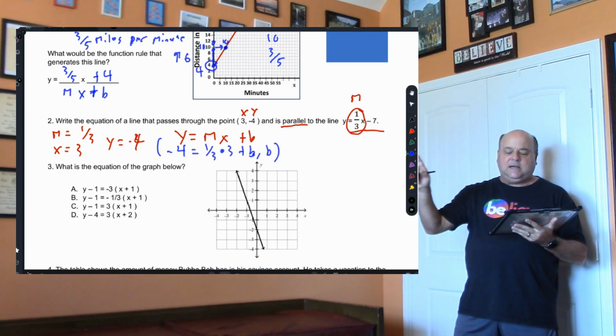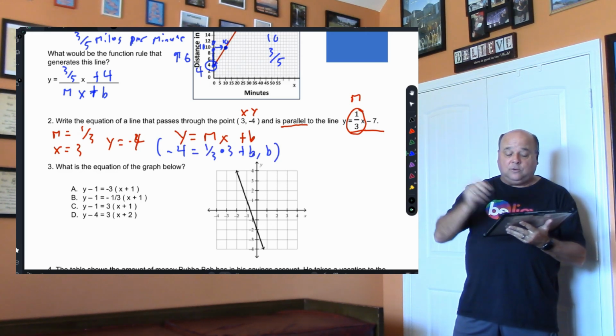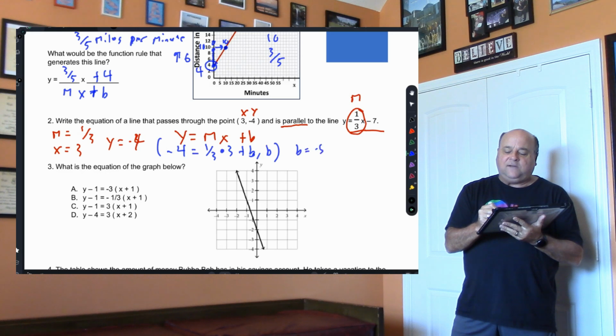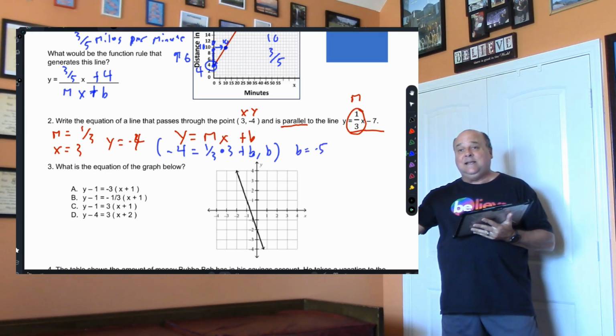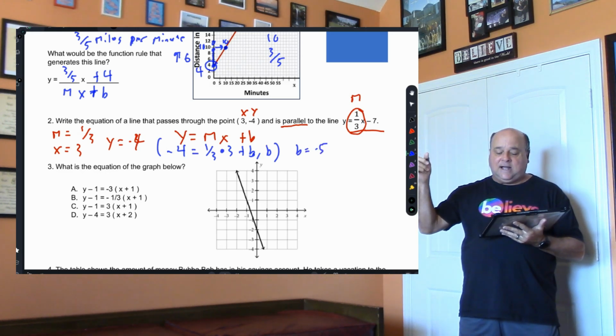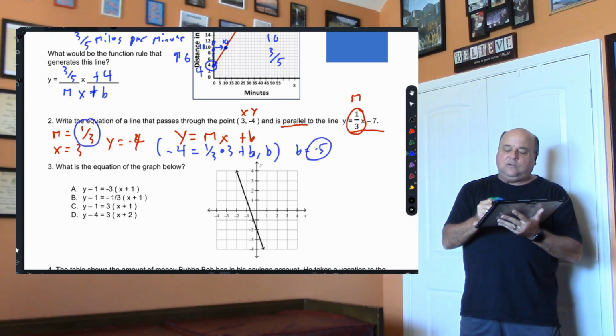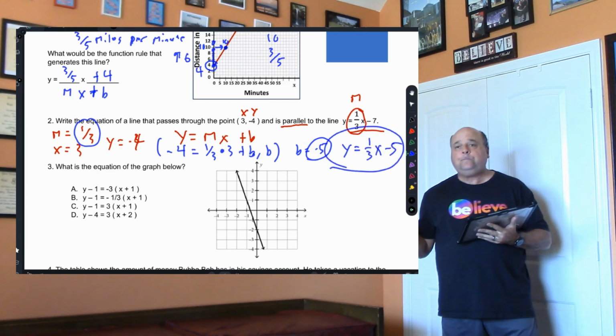All you do is type that into InSolve, solve it for b. I'm going to do this in my brain. 1/3 times 3 is 1. You move it over, you're going to get b equals -5. So if you were to type that into InSolve, you would get -5. So the equation, I'm going to need the slope and the y-intercept. y equals 1/3 x minus 5 is going to be the equation.